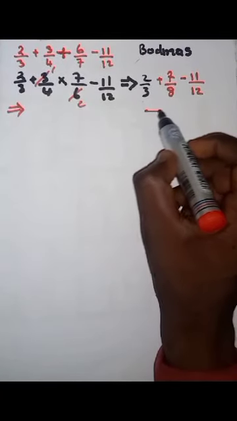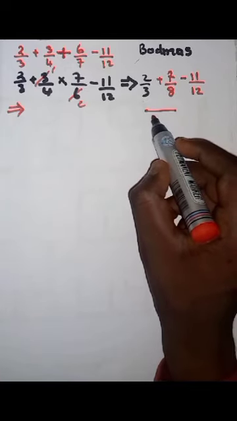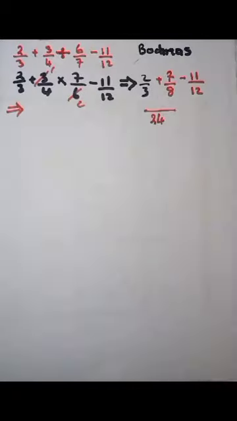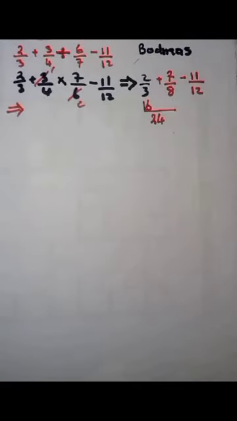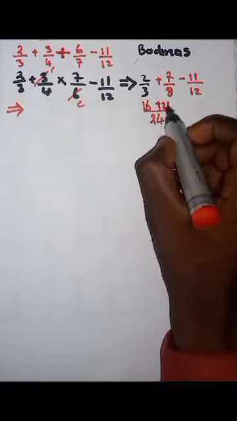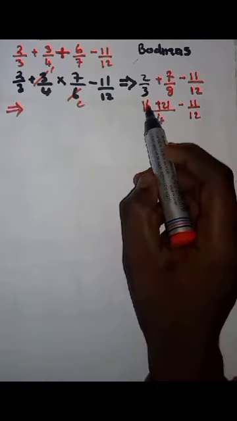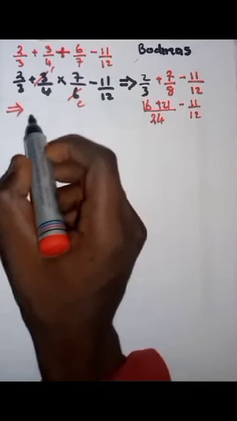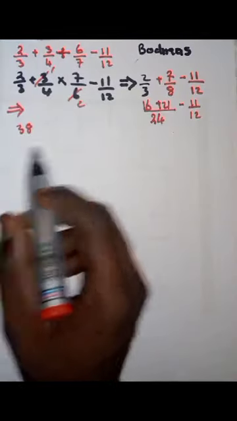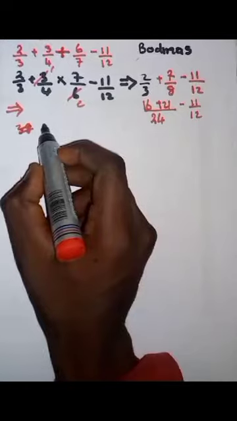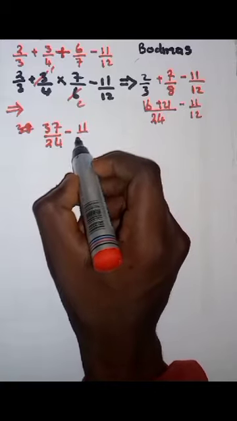So I'm simply going to add these two by looking at the LCM of 3 and 8, and the LCM of 3 and 8 is simply 24. Then 24 divided by 3 gives me 8, and 8 times 2 gives me 16. Then 24 divided by 8 gives me 3, and 3 times 7 gives me 21. Then I have minus 11 over 12 here. So I'm going to have 16 plus 21, which gives me 37. Sorry, it's going to be 37 over 24 minus 11 over 12.